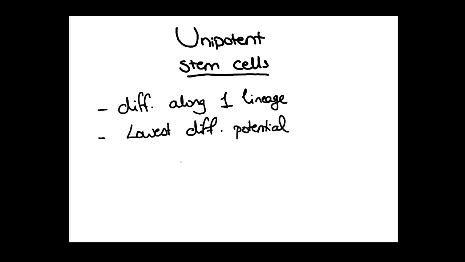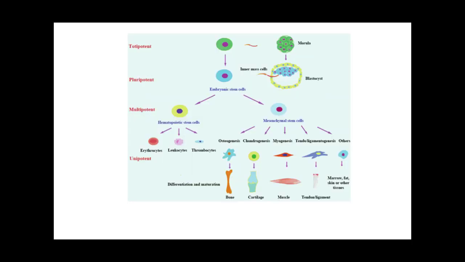Now that we're done talking about the main types of stem cells, I'm going to show you an image to wrap everything up. This is an image that represents the specialization of cells. So we start off here with totipotent stem cells. An example of that is the morula, which happens right after fertilization of an egg and a sperm.